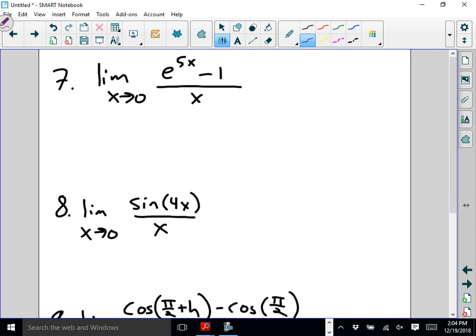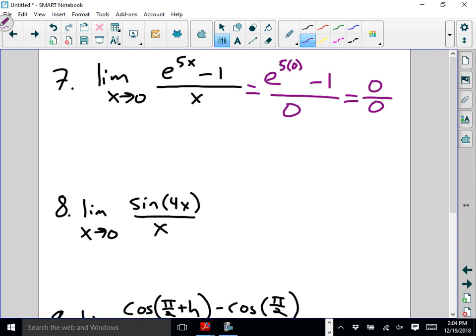So the first thing I do is I plug in 0 for x, and when I do, I get e to the 5 times 0 minus 1 over 0. 5 times 0 is 0, e to the 0 is 1, 1 minus 1 is 0. So I get 0 over 0, okay? That's a case where I can use L'Hopital's rule. What you need to make sure you do tomorrow, I'll be strict on this tomorrow, so pay attention closely.